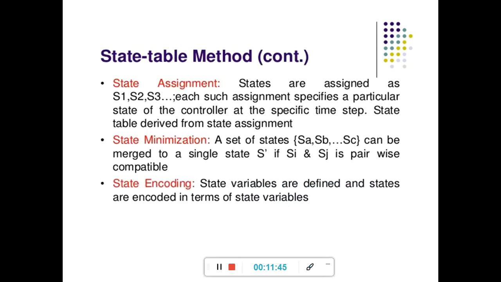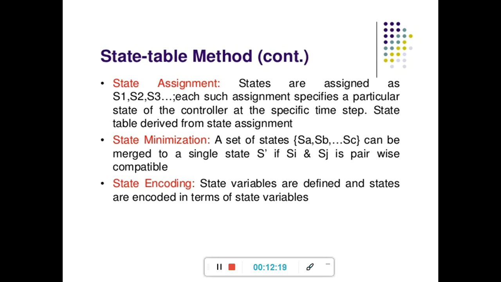Here is the continuation of the state table method. There are three parameters: number 1 state assignment, number 2 state minimization, number 3 state encoding. Now we are going to discuss number 1, state assignment. What is state assignment? It refers to using state variables to define a specific state, and then how the values of the state variables are determined.